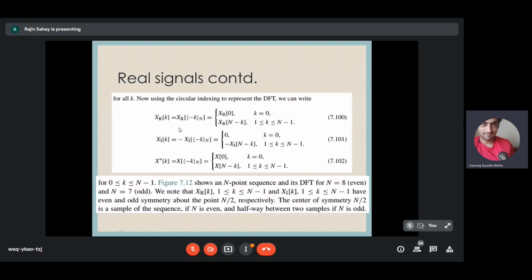So we can now find out that X[k] is equal to X[(N minus k) modulo N]. That means the real part of the DFT coefficients is supposed to be an even signal. So without using the modulo operation, you can write it like this. It is obeying circular symmetry, that is, it is circularly even. Similarly, the imaginary part of X[k] is an odd signal, so circularly odd.